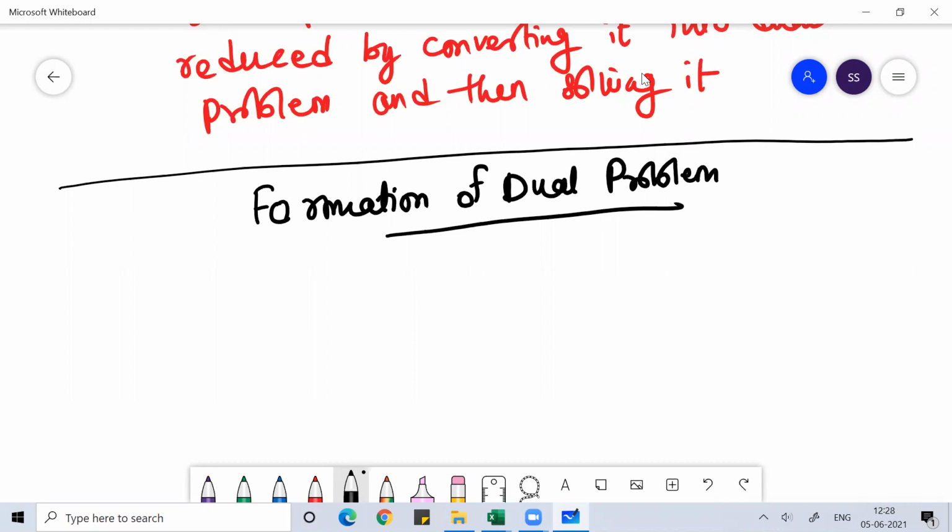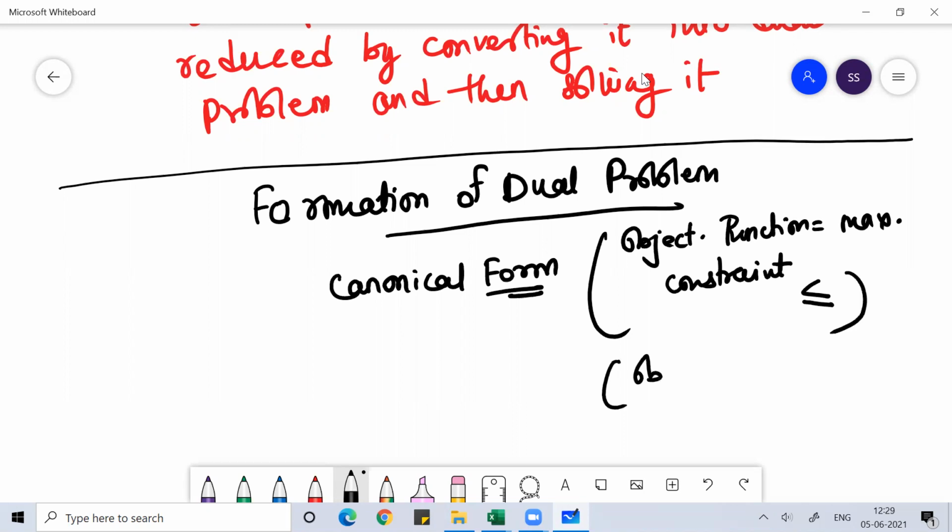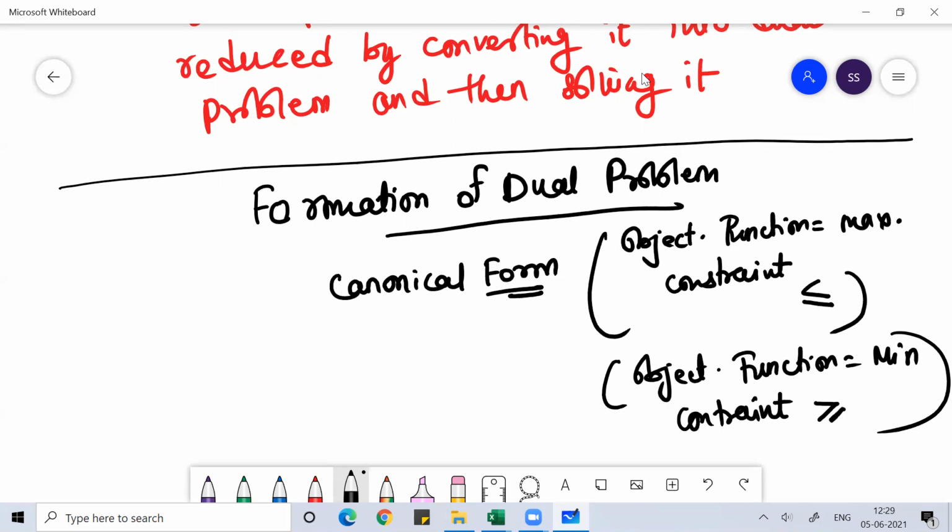When we talk about formation of the dual problem, first of all, we need to bring the problem to canonical form. Before conversion, whichever problem you see, you need to make sure it is in canonical form. Canonical form basically means that if your objective function is in maxima, then all the constraints should have the less than or equal to sign. That is called canonical form. If your objective function is in minima, then all your constraints should have the greater than or equal to sign. So you can understand this is called canonical form.